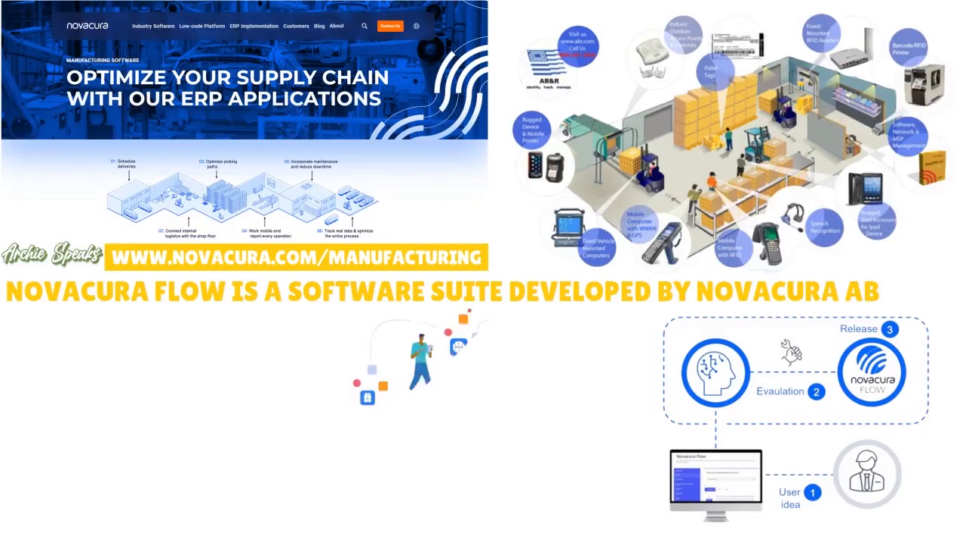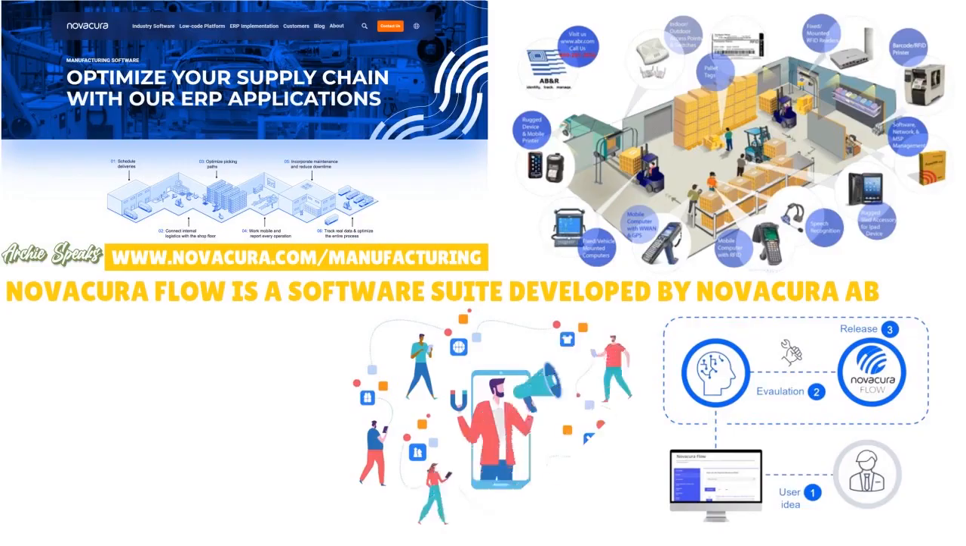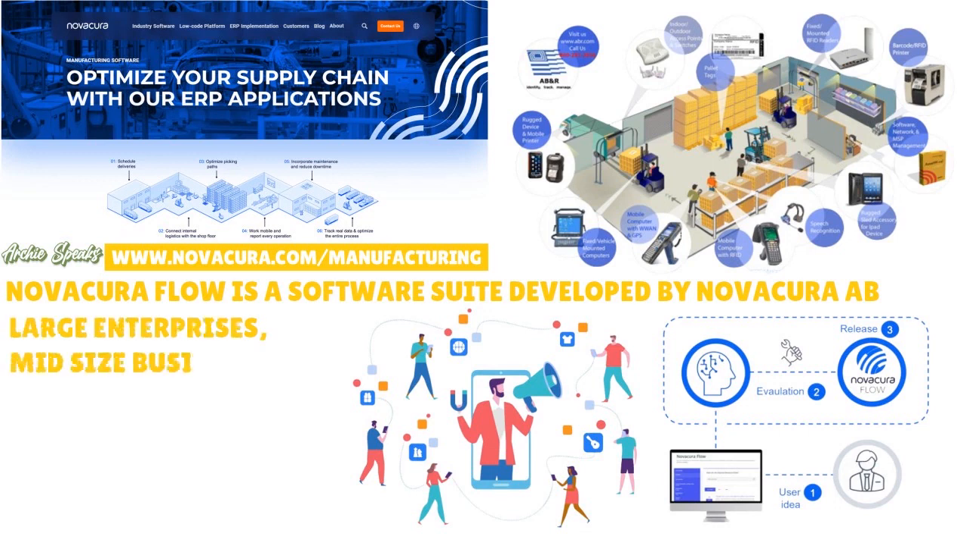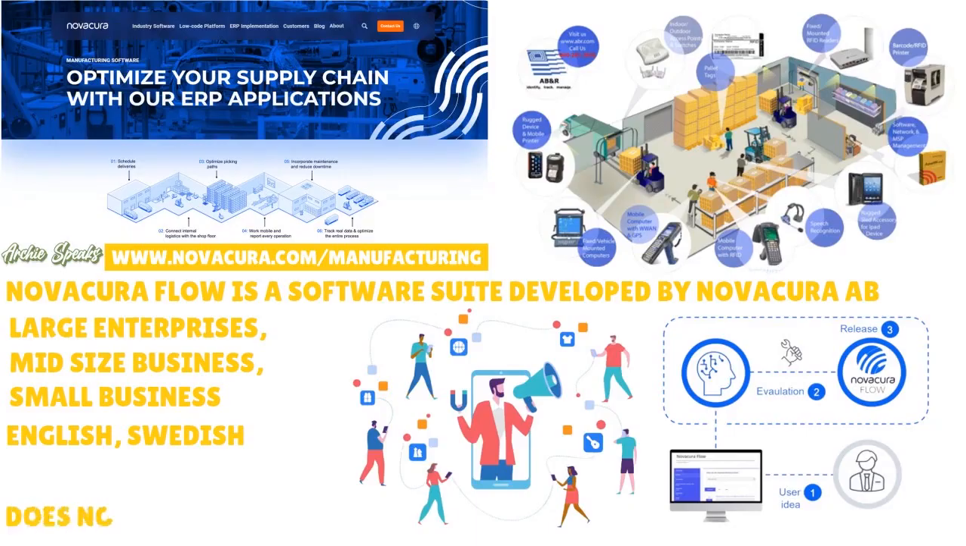When we talk about Novacura warehouse management, who is the target audience? First of all, you have large enterprises, mid-sized businesses, small businesses, solopreneurs, not a problem. Novacura warehouse management supports English and Swedish. This is a Swedish company, but they cover the whole globe. If you are in New York or California, you can buy from Novacura, not a problem. The Novacura warehouse management system does not have an API available right now, but they were working on it. This is kind of important to mention.